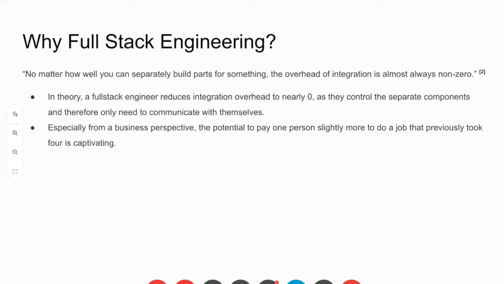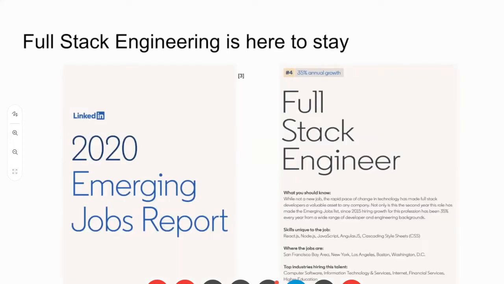And this is not just me. I have some data to back this claim. If you look at the 2020 emerging jobs report that was published by LinkedIn a few months ago, full-stack engineering is currently at the top fourth position of most highly sought-after jobs in the market. So it's only next after AI, machine learning, and data science.